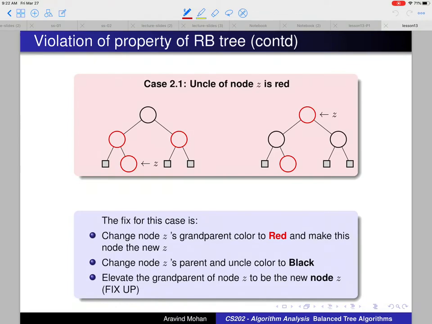Case two has interestingly three subcases. We call case 2.1 where the uncle of node Z is red, right? You can see that node Z's uncle, this guy, is red. If he's red, then we simply do the fix that's outlined in the algorithm right here, where we say change node Z's grandparent to red. So this guy becomes red, this guy becomes black, this guy becomes black as well, right? The parent and uncle become black, the grandparent becomes red, and then we elevate the grandparent node as the new Z, right? You can see that the new Z is the grandparent right here.